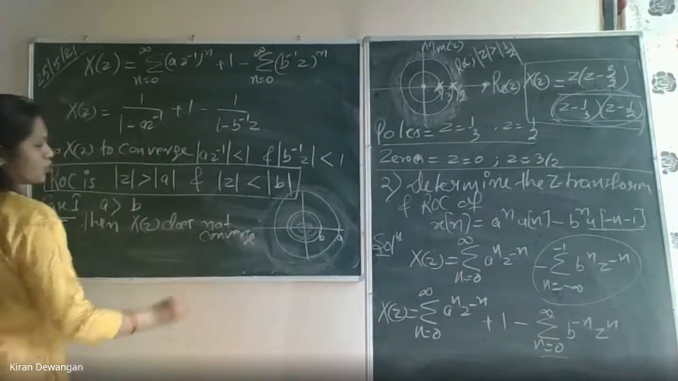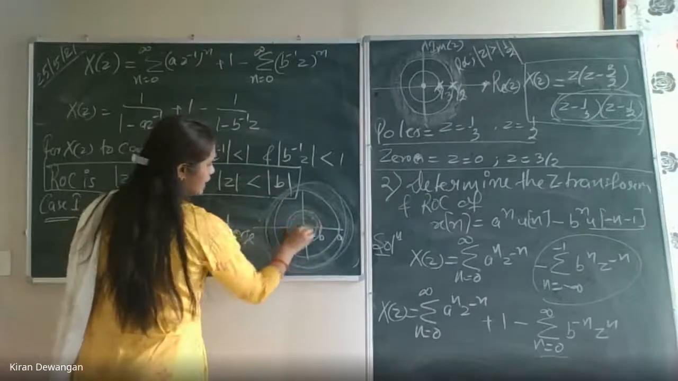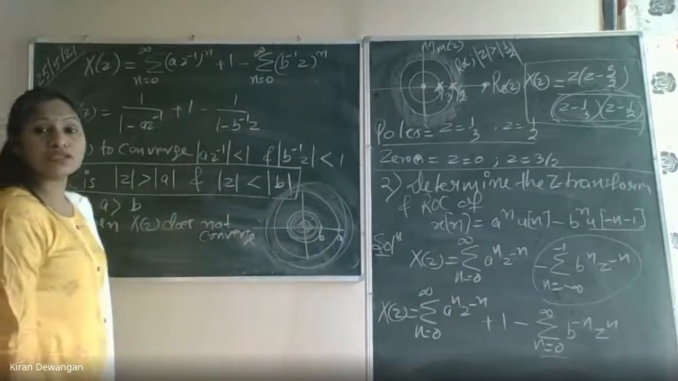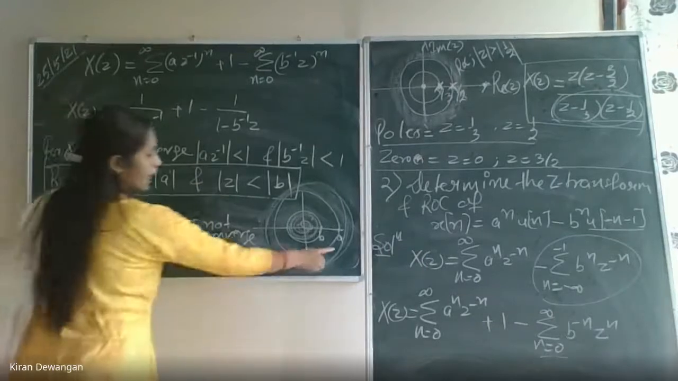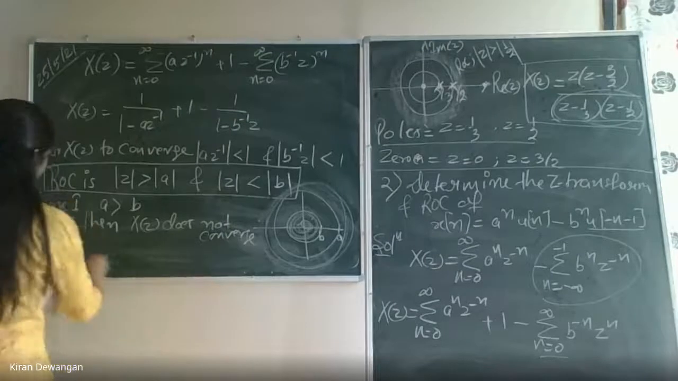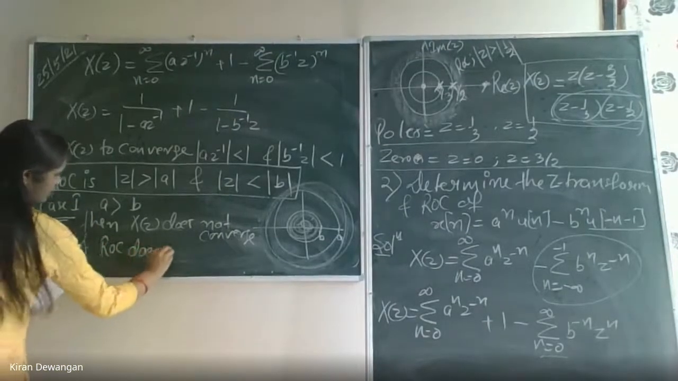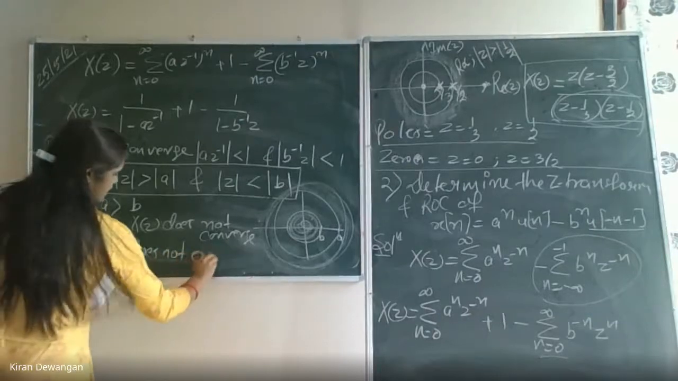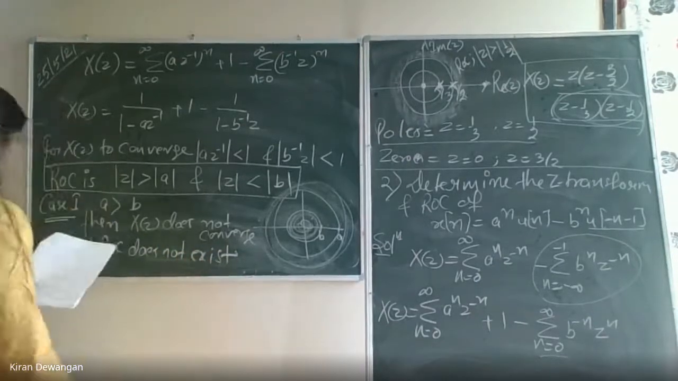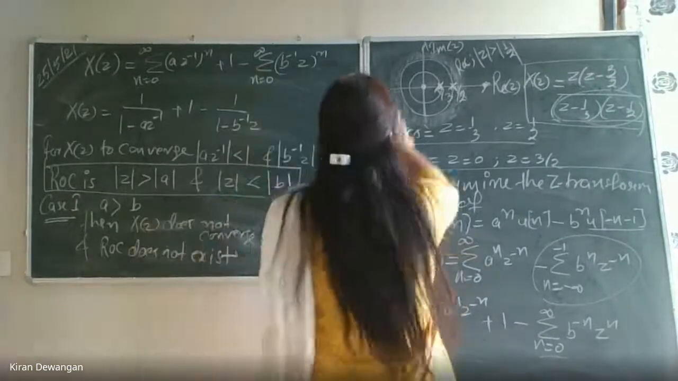ठीक है. So what it is saying, यहाँ पर ये region हो जाएगा ROC का, यहाँ पर ये region हो जाएगा, and since there is no common region if a is greater than b, then x of z does not converge and ROC does not exist. ठीक है. ROC does not exist. Now we have to take the another case.